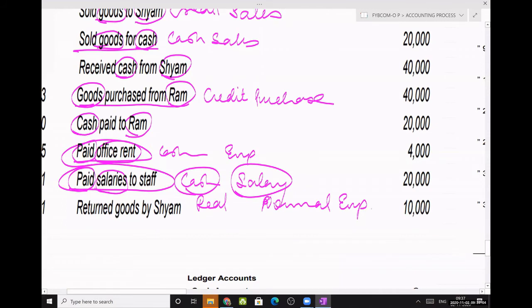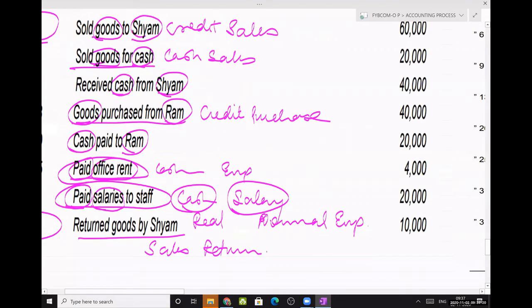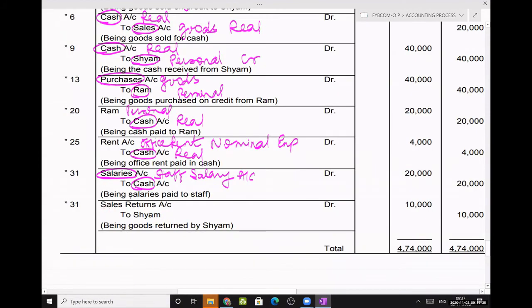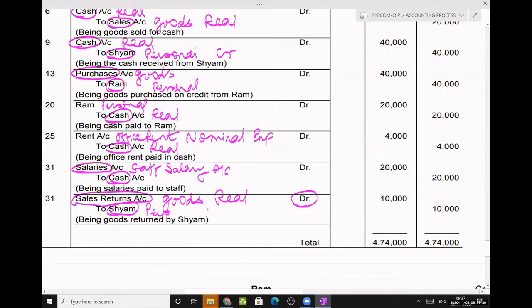Last. Return goods by Sham. शाम से हमने क्या किया था? Sales. So he is returning it back. Okay, so this is sales return. Sales return में what are you returning back? Goods are coming back to you. Goods is what? Real account. Okay, debit what comes in, and Sham is what? Personal account. Personal account में credit the giver.